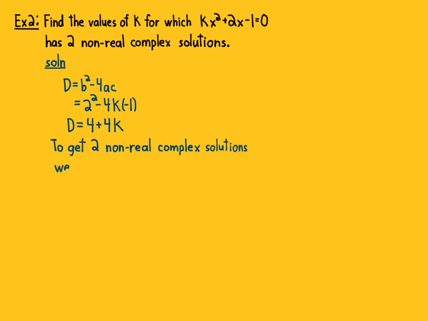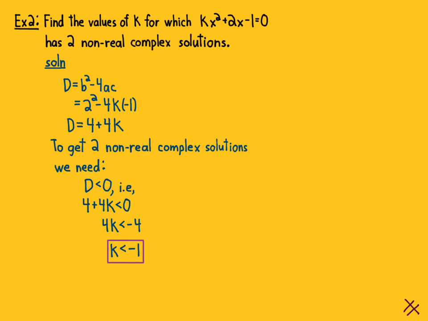So I'm just explaining this here, but what you would write would be either just that, or maybe you would just write this: 4 plus 4k, the discriminant, is less than 0. And then you solve the inequality. This is one of the many reasons we learn to solve inequalities. And then cross multiply, right? The 4 just goes down there on the bottom. And you get k less than negative 1. That's your answer.